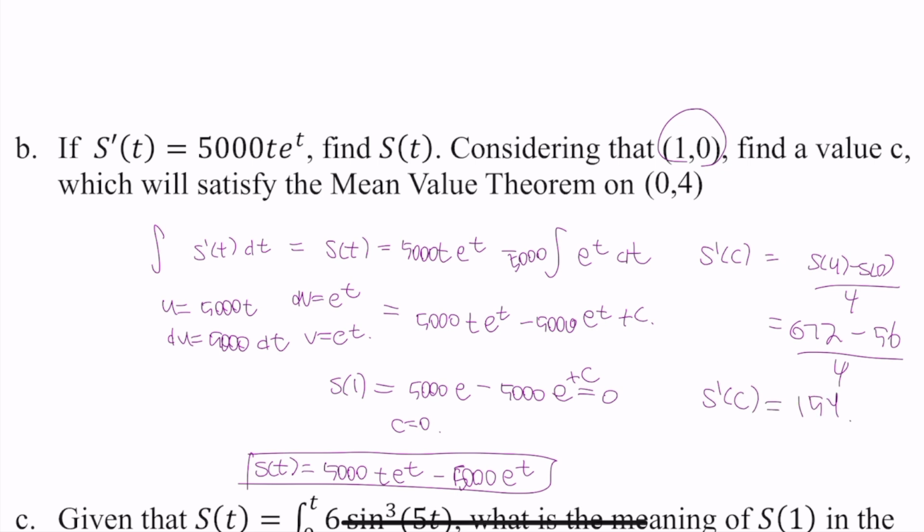So I used my graphing calculator and graphed the function for s prime of t, and I also graphed a line y equals 154, and then I found the intersection of those two functions. For that I got the answer of 0.03. So at 0.03, the function will satisfy the mean value theorem.